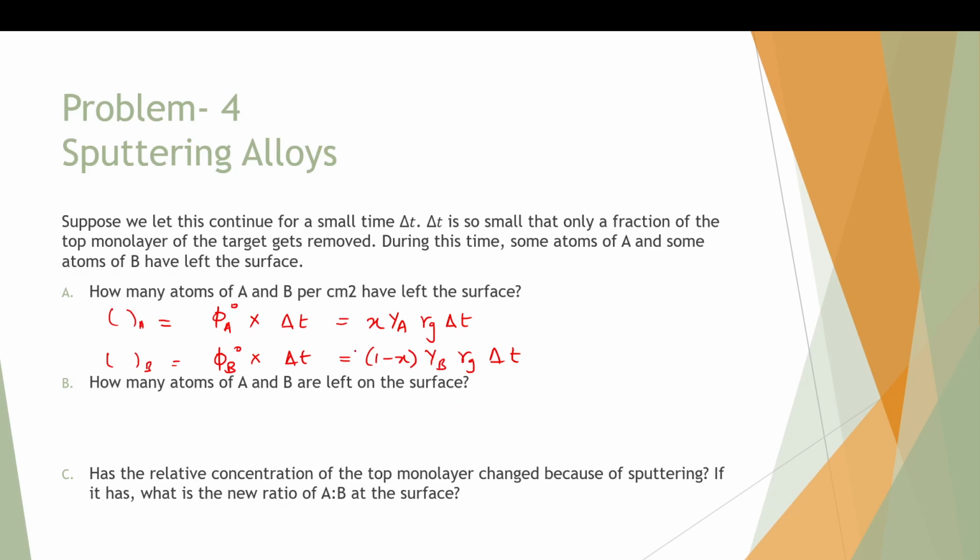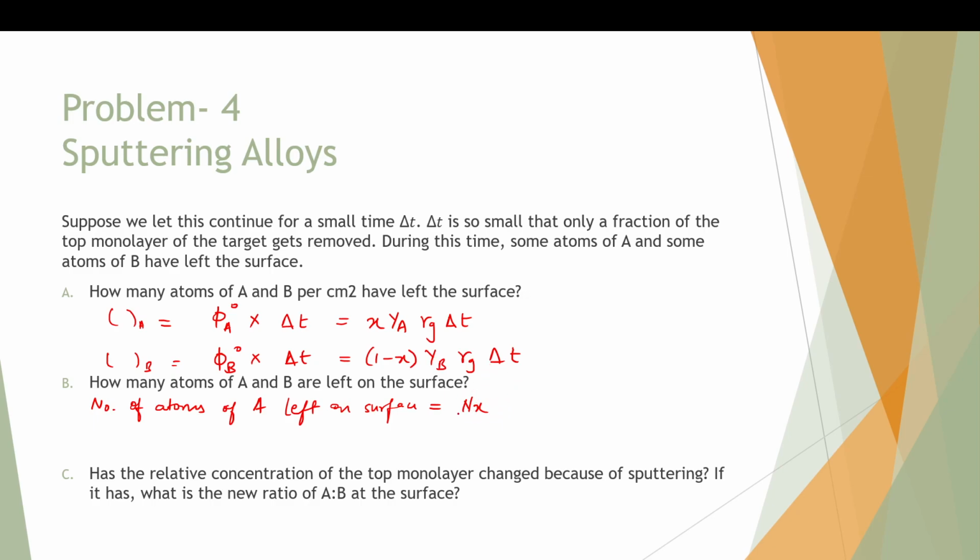So now if so many atoms have left the surface, how many atoms of A and B are left on the surface? So initially how many atoms of A were there on the surface? Let me just write down the number of atoms of A left on surface. So that will be initially how many were there minus how many left. So initially there were total N number of atoms on the surface, and X was the fraction of A atoms. So N X were the total number of A atoms on the surface.